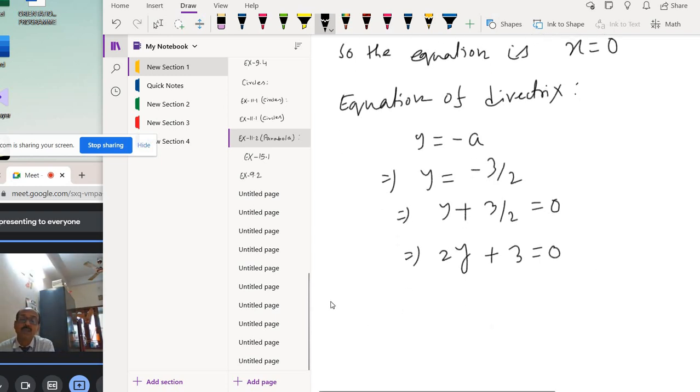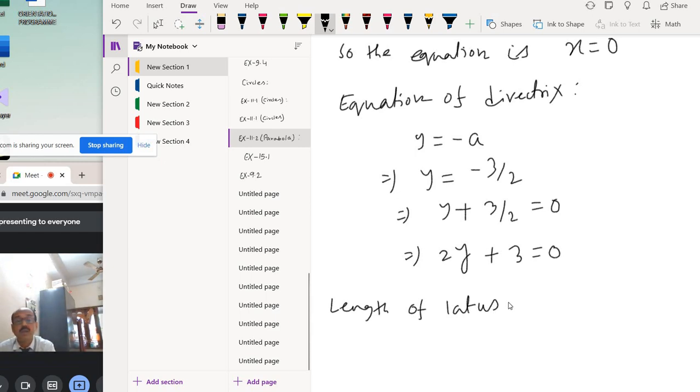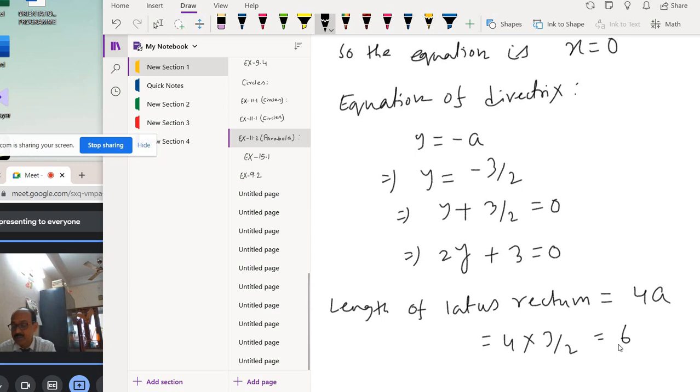Now the length of the latus rectum. It will be 4a, so 4 into 3 by 2, which is 6.